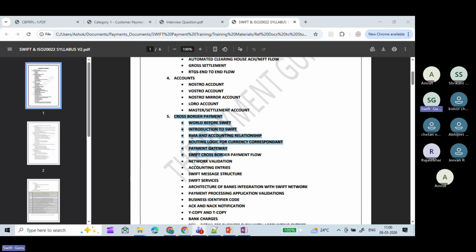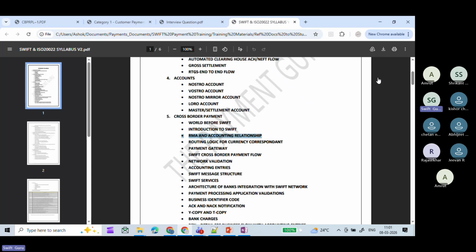Yeah, so from point number 5, we'll start our actual topics related to SWIFT. We'll understand how the world used to communicate before SWIFT came into the picture, how the banks used to send messages and communication for cross-border payments before SWIFT came, and how SWIFT changed the entire way of sending out communication messages around the globe. We'll understand their introduction, how it started, and some background related to SWIFT also.